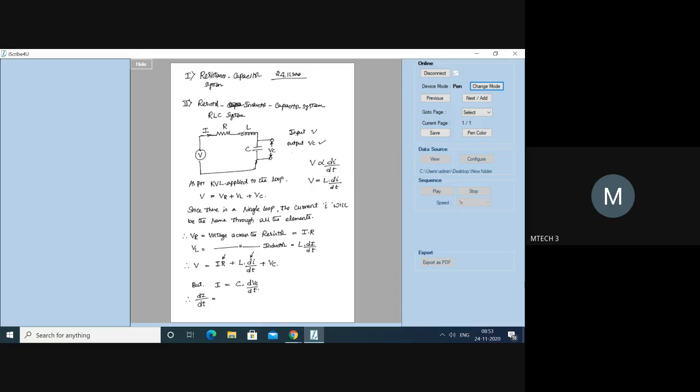Tell me, what is the derivation? C into d square VC by dt square. Correct or what? Now I value will substitute for this. Okay, so therefore, you write down V is equal to what? What is V?